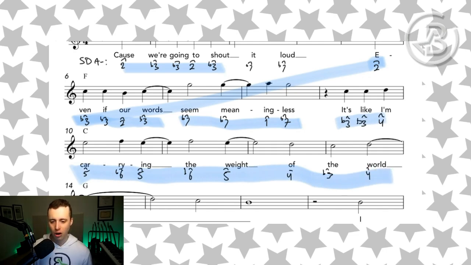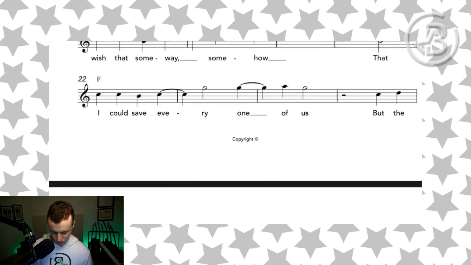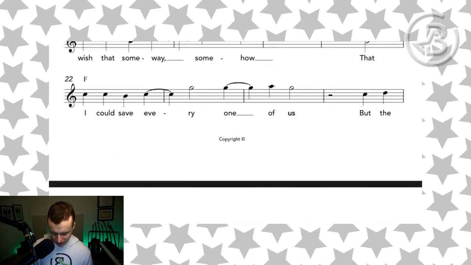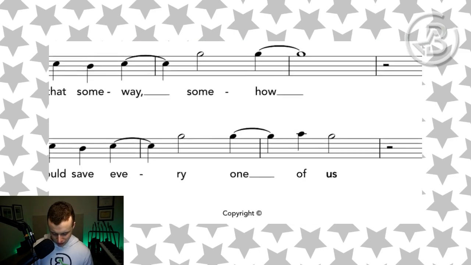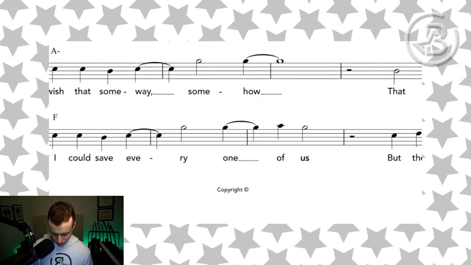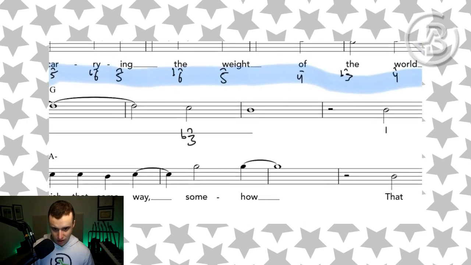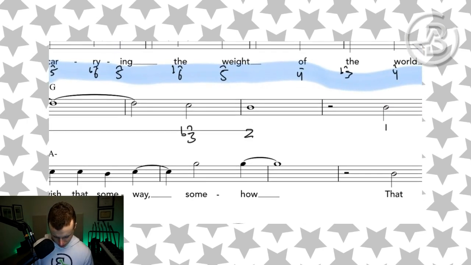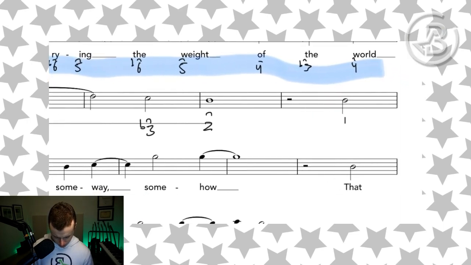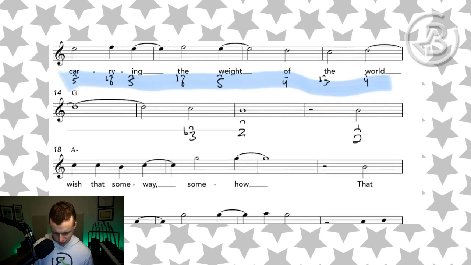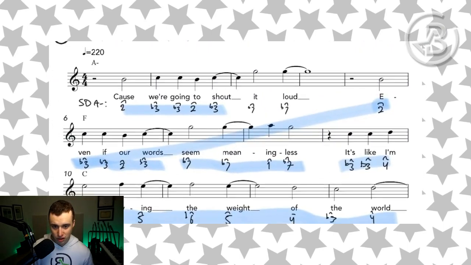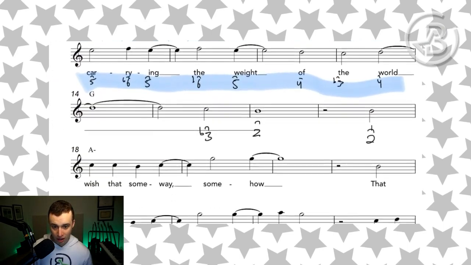So what we're seeing is part of what makes this song sound like this song, part of what gives the melody its feeling, is that the notes that are being used are next to each other in the scale. Let's keep it going. 3, 2, 2.